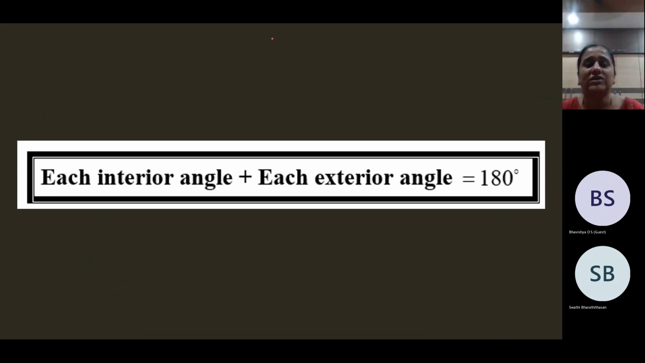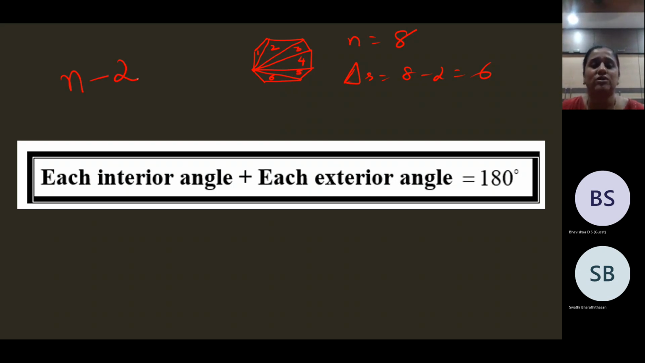See here, I'll take 8 sides: 1, 2, 3, 4, 5, 6, 7, 8. Okay, choose any vertex. Supposing you choose this vertex. So 1 triangle, 2, okay, so how many triangles? 1, 2, 3, 4, 5, 6. Number of sides, 8. Number of triangles formed, 8 minus 2, 6 triangles. So the number of triangles formed is always 2 less than the number of sides. So if the number of sides is n, the number of triangles formed is n minus 2.